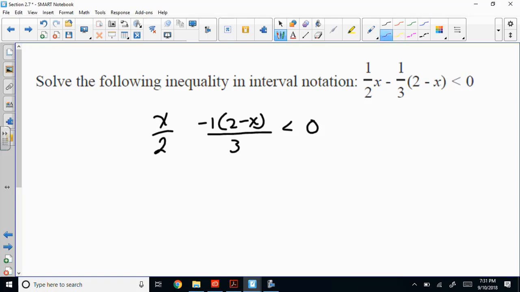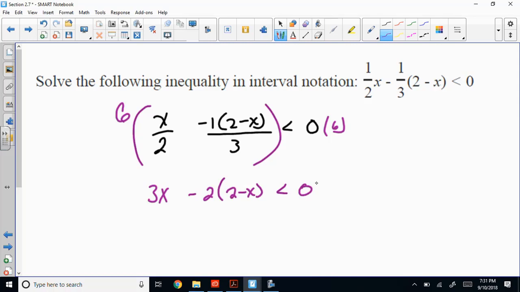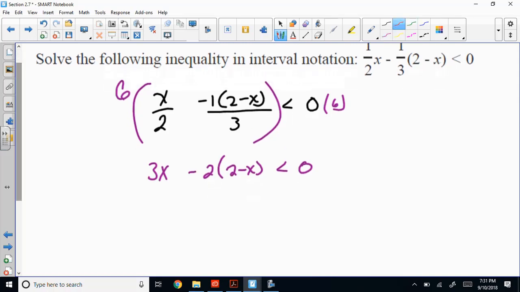So what I'll do is I'll multiply everything by 6, right? So that's going to cancel. 6 divided by 2 is what? It's going to give me 3x, right? And then 6 divided by 3 is going to give me a what? A 2, and 2 times negative 1 is negative 2, right? And it didn't do anything over here on the other side because anything times 0 is 0. So I got 3x minus 4 plus 2x, right? Let's, uh-oh.